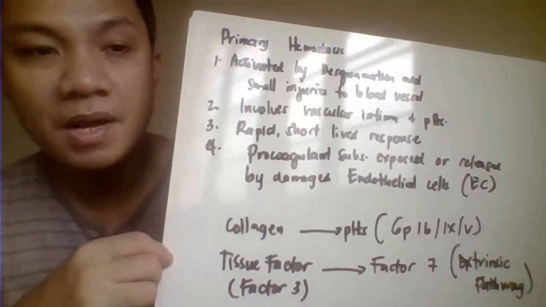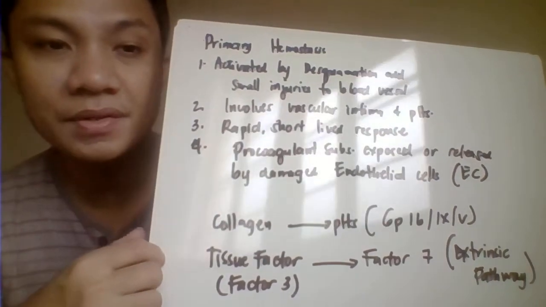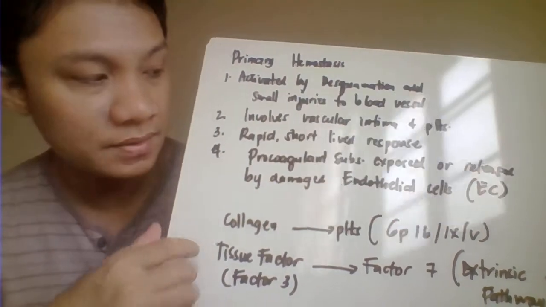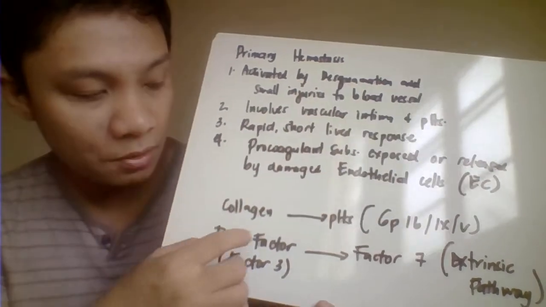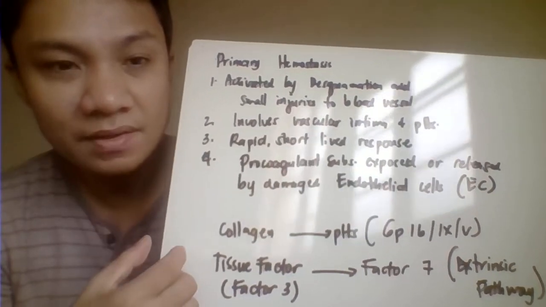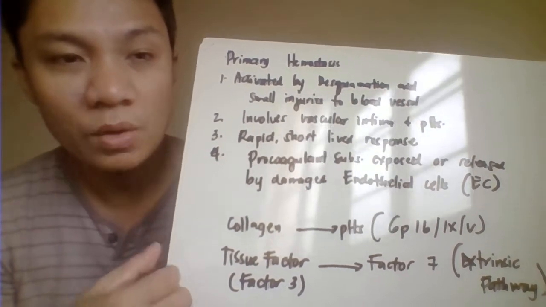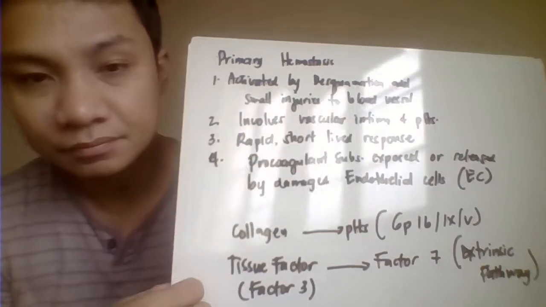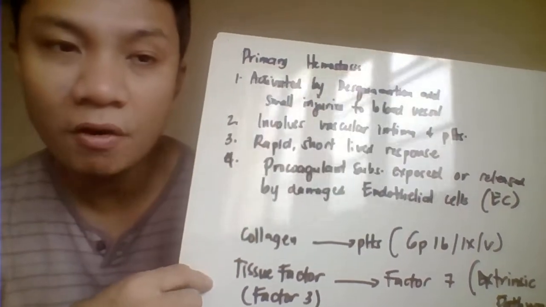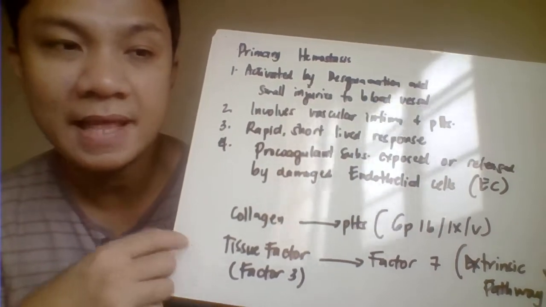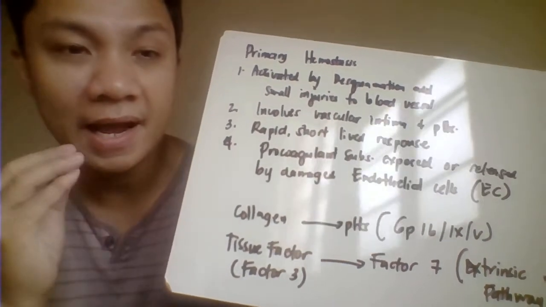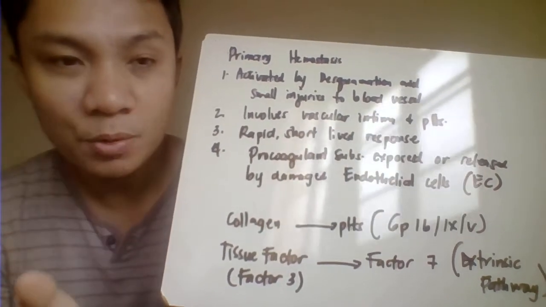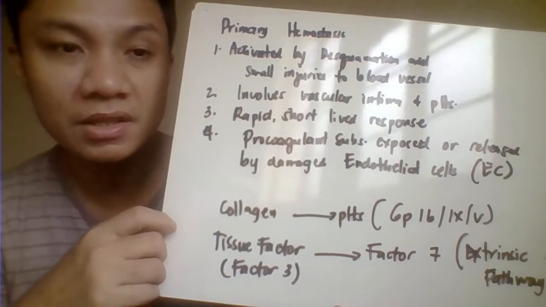And again, your primary hemostasis is not as effective as your secondary hemostasis, making this one a short-lived rapid response. And because of a tissue injury, once your blood vessel has been injured, it will expose your procoagulant substances. Pag sinabing procoagulant, ito yung mga substance na kailangan natin para magkaroon ng coagulation or clotting process. Ano yung ma-expose na mga procoagulant substance if you have a tissue injury?